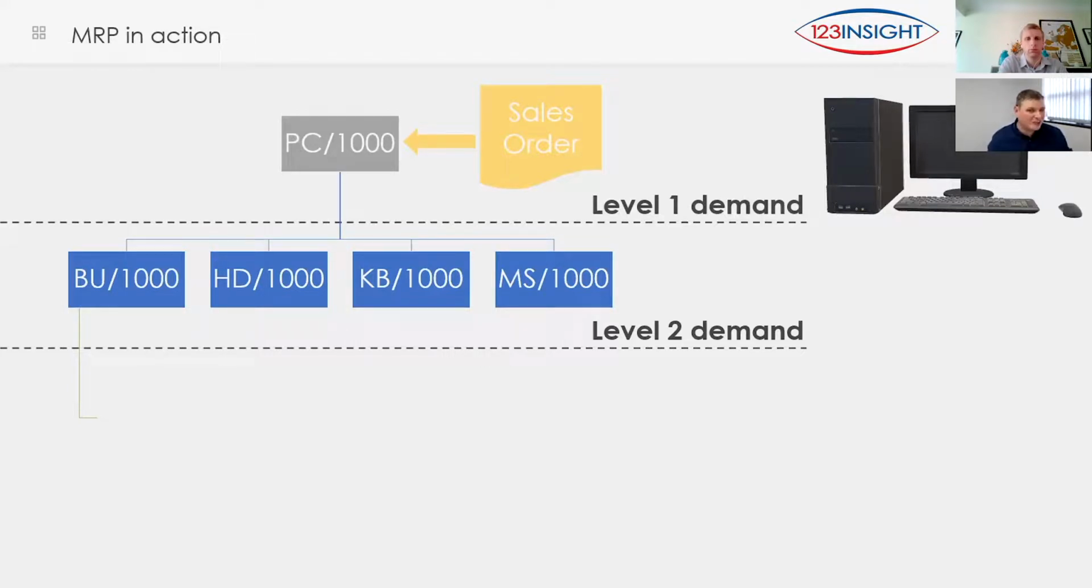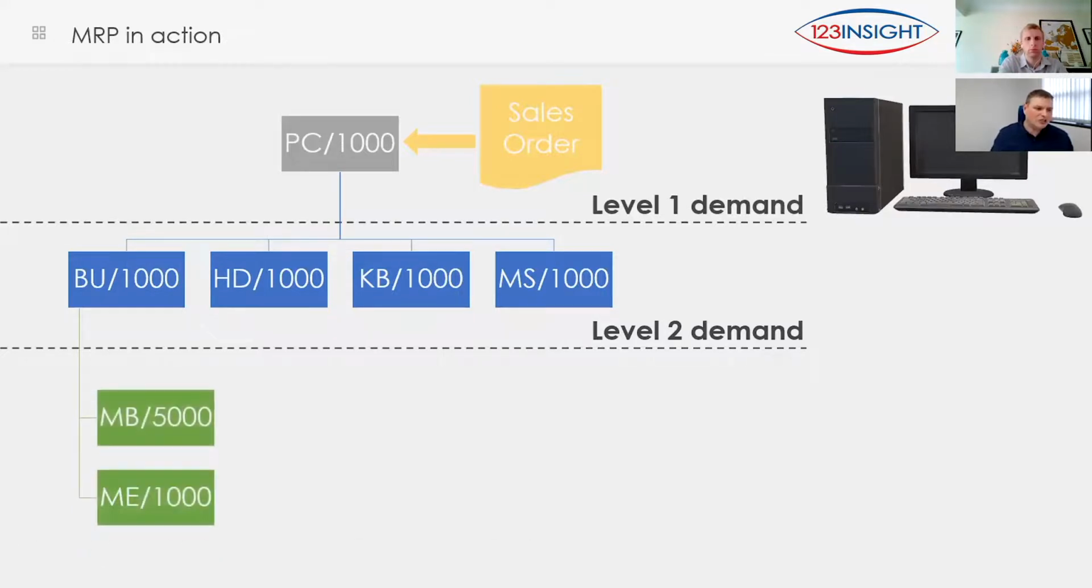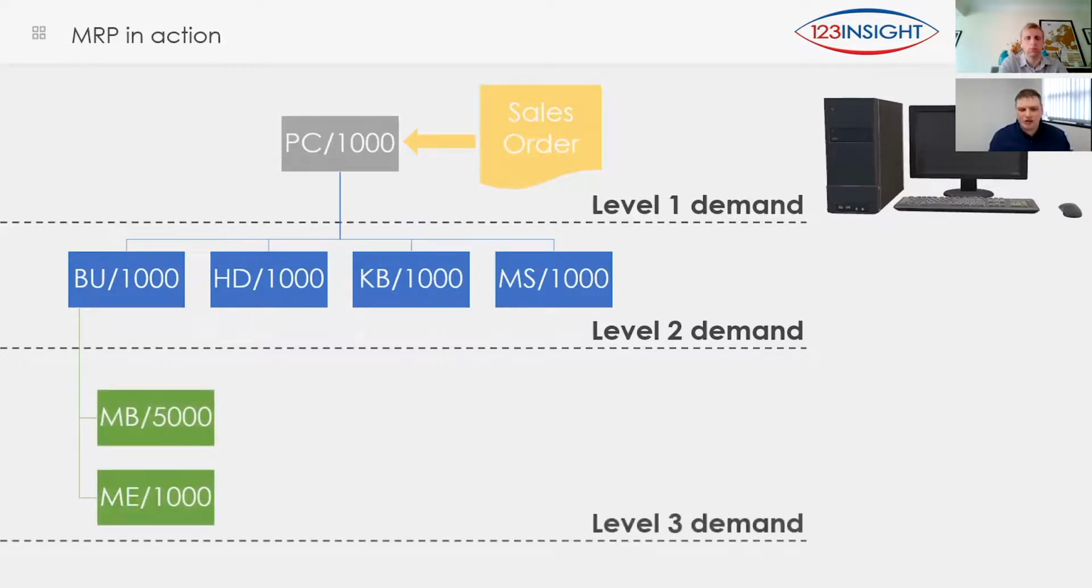And maybe we've got some of those things in place. Maybe we've got nothing. And then once it's done that, obviously it's going to go down to the 3rd level here, which is my memory stick and my motherboard, and look at the demand at those levels. So have I got stock around me? Have I got orders coming in? What do I need in terms of memory sticks and motherboards in order to make my base units? What do I need in terms of base units, hard drives, keyboards, and mice to make my PC? That's MRP's view of the world. That's how it looks at things.